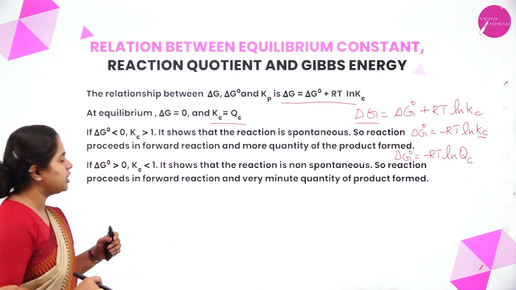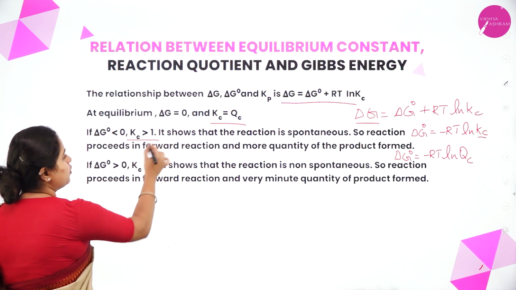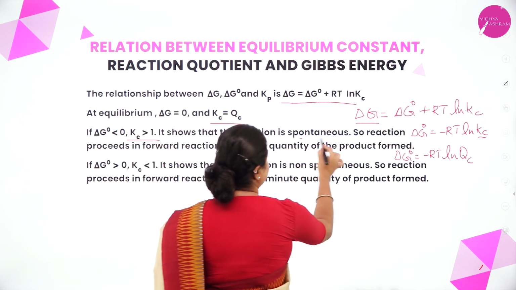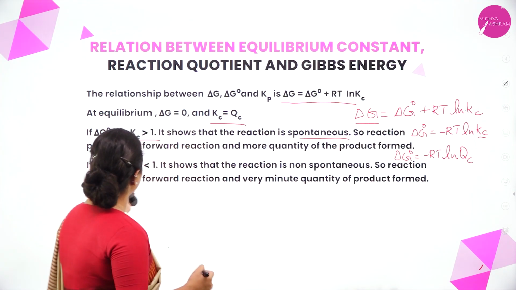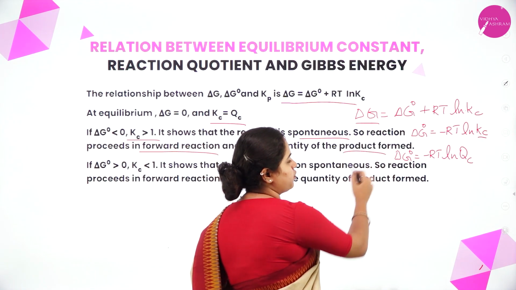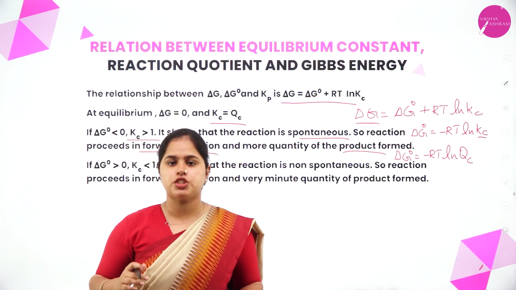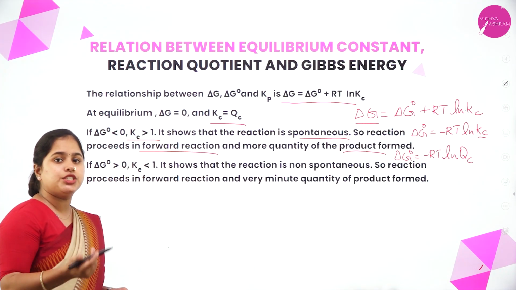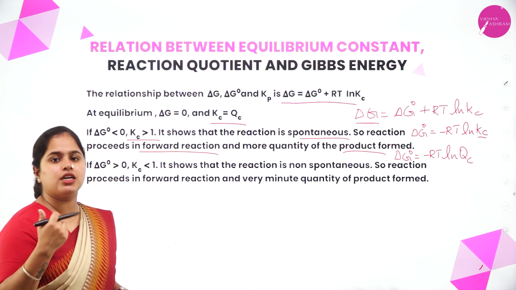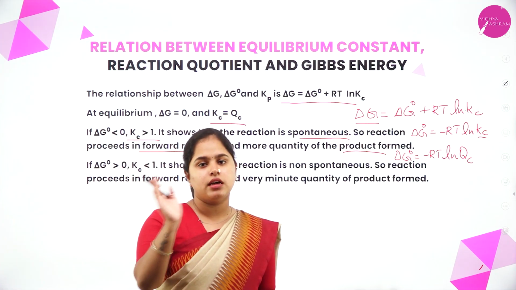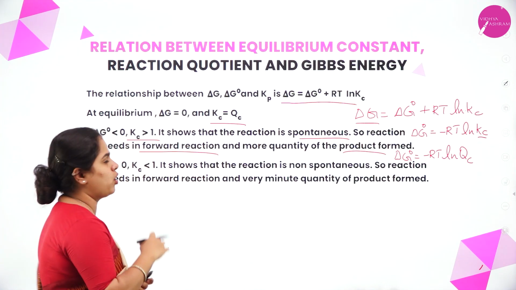Now if delta G naught is less than 0, the Kc value will be greater than 1. It shows that the reaction is spontaneous, that is, the reaction will take place. The reaction proceeds in the forward direction and more product is formed. So if delta G is less than 0, the reaction will be spontaneous and proceed in the forward direction, so more product will be formed.